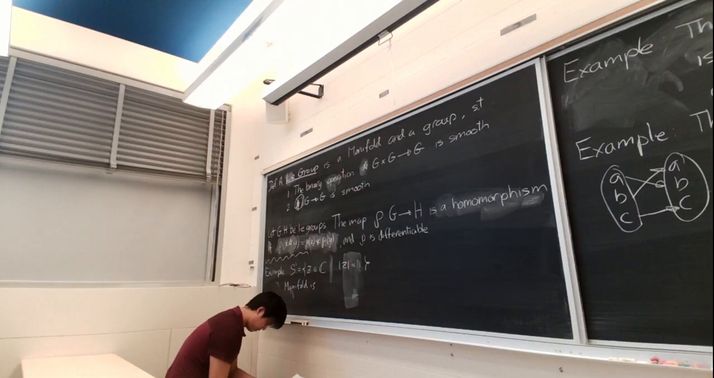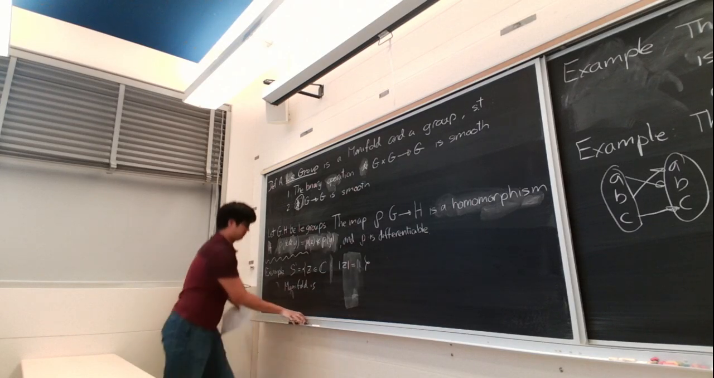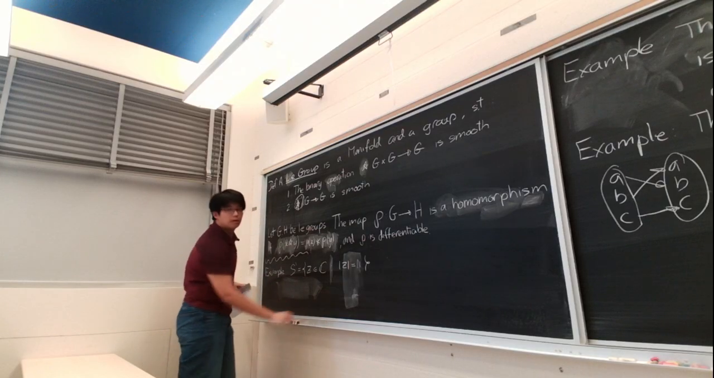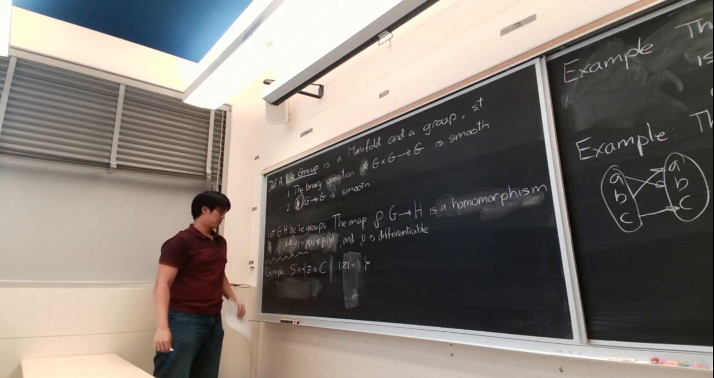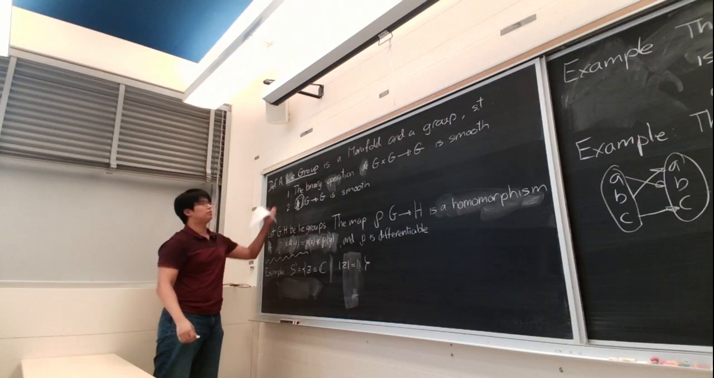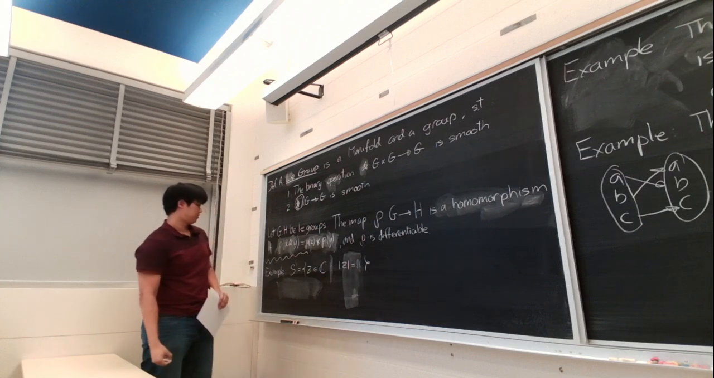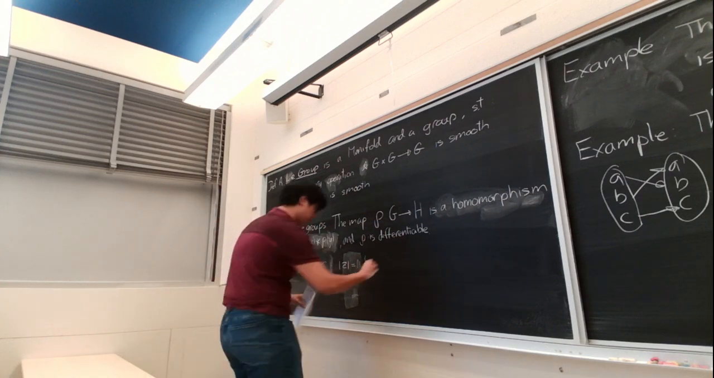Uh-oh. Oh yeah, because it's on C. Sorry. You're giving an example of what? A Lie group. Good. So you should specify what is the operation on it, and how is it a manifold?